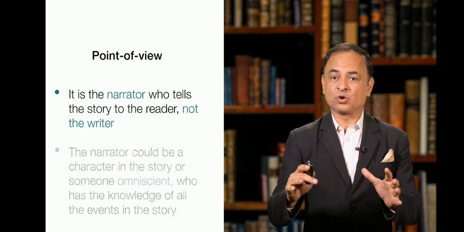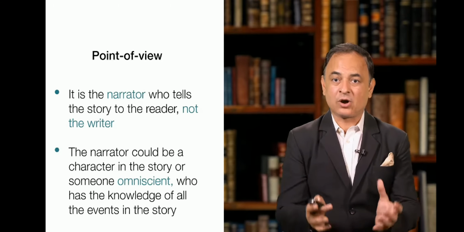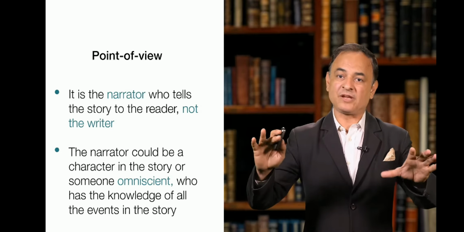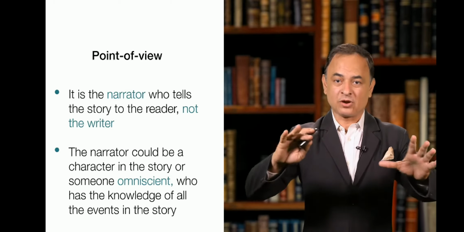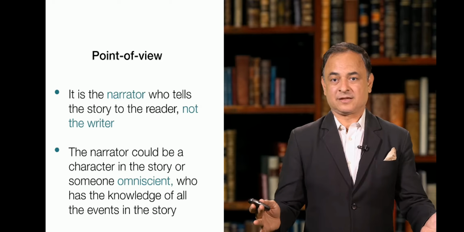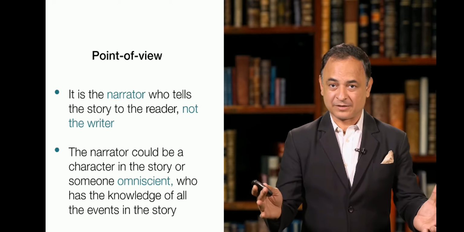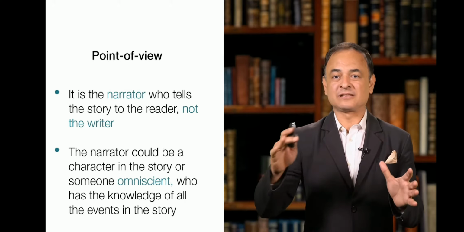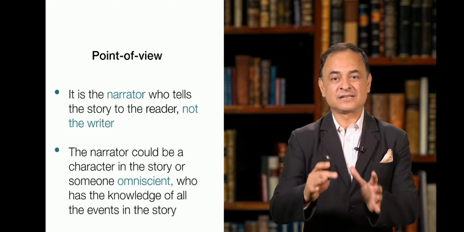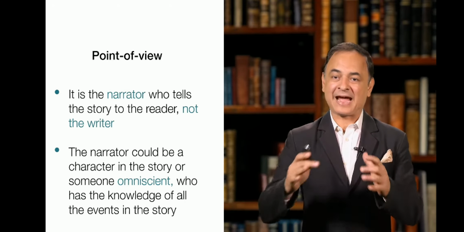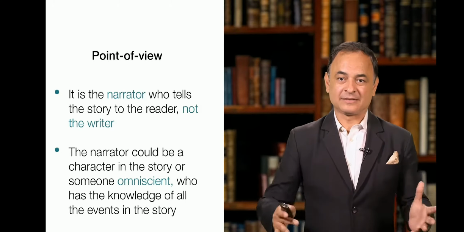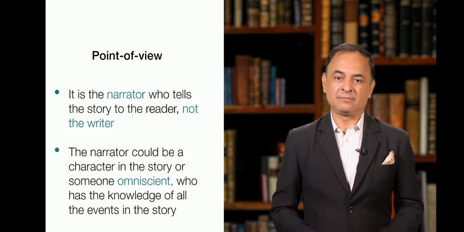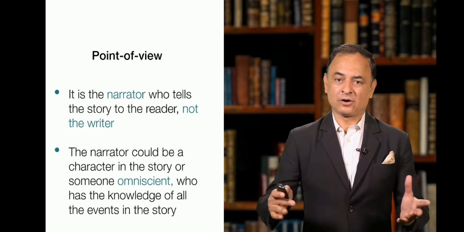Now, that narrator could be one of the characters in the story, or it could be someone who is invisible in the story, who is privy to the different thoughts going on in the multiple characters that are part of that particular story. At this moment, you must understand that the writer does not tell the story to a reader. It is a narrator who tells the story, and the way the narrator tells the story is actually the point of view. So these are broadly 5 elements of any story or any novel.